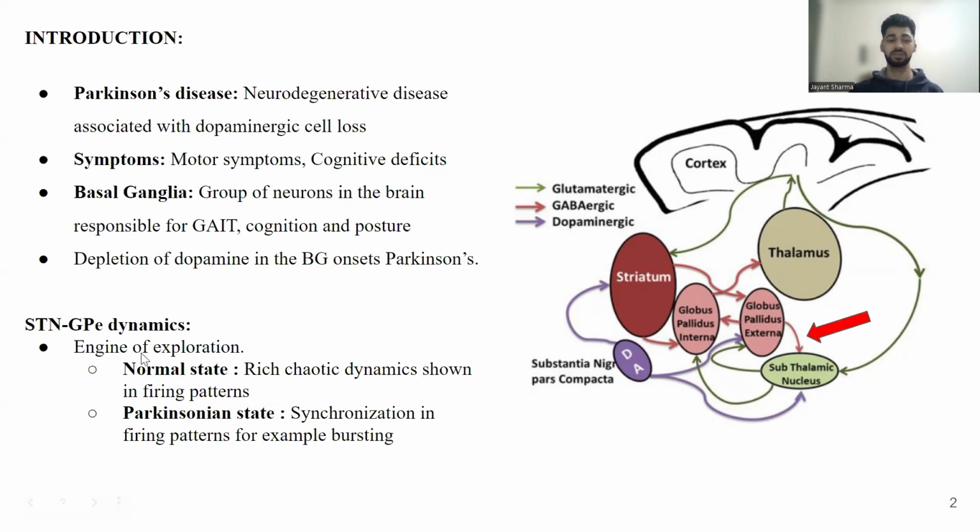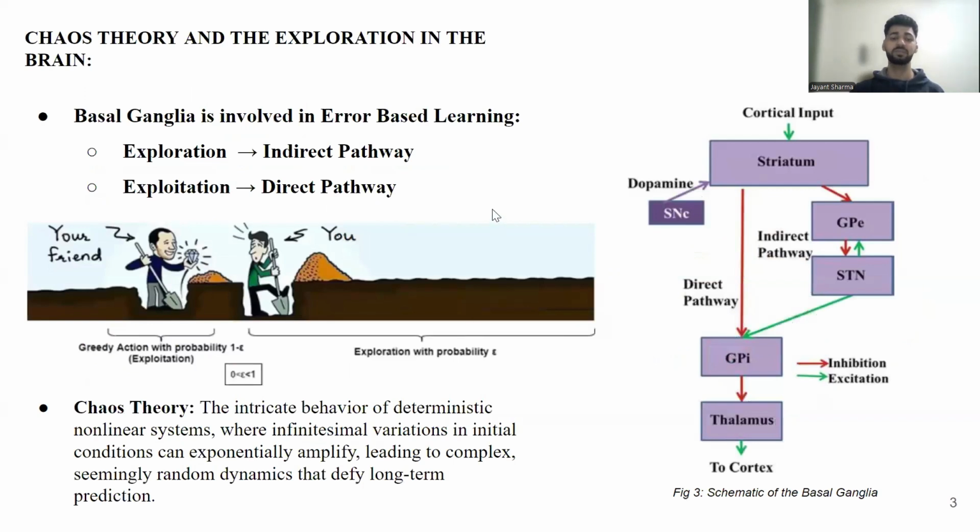which, as theories show, is the engine of exploration for the brain, because it causes rich chaotic dynamics in firing patterns in normal people, while in Parkinson's it shows synchronization in firing patterns. Therefore, the theory underlines that the basal ganglia is involved in error-based learning for the brain, just like reinforcement learning, in which exploration and exploitation of actions is done to present action selection methods for the brain.